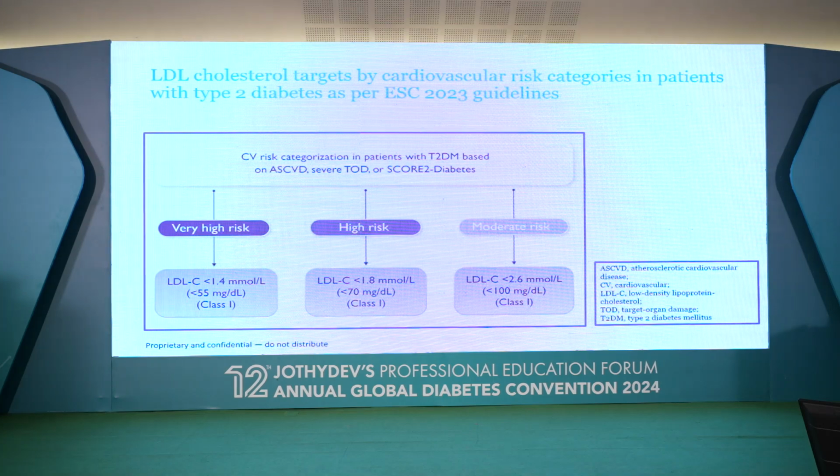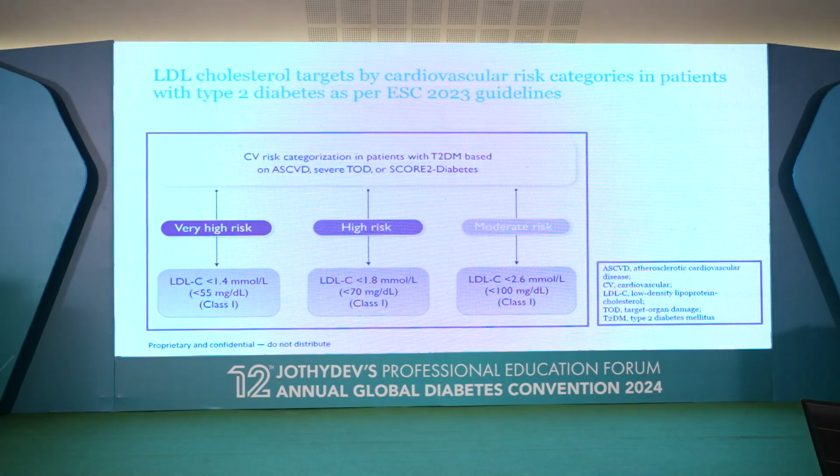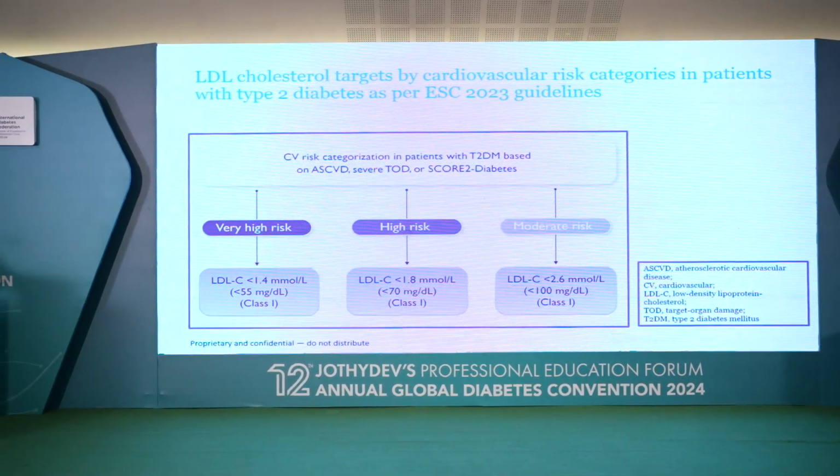So what are the LDL cholesterol targets by cardiovascular risk categories in patients with diabetes as per the ESC 2023 guideline? Again, they say the same thing. A patient with very high risk should have an LDL cholesterol level less than 55. A high risk patient should have an LDL cholesterol level less than 70, and a moderate risk patient should have LDL cholesterol less than 100. So less than 100 should be a standard in all diabetic patients, provided they are ready to take it and they are ready to continue with it.